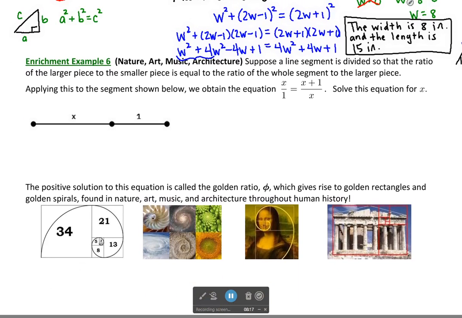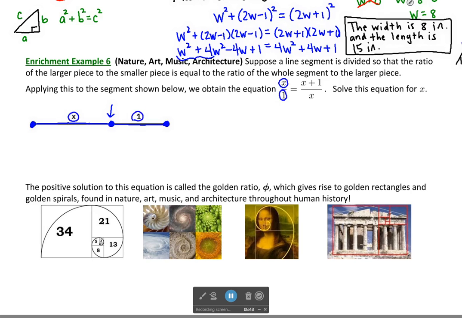We're going to start with a really simple situation. I'm going to take a line segment. You can see that constructed there on your notes, and divide it in such a way. So I've got my line segment here, and I'm going to find a point to divide it. We're going to divide it in such a way so that the ratio of the larger piece to the smaller piece, so the larger piece is x and the smaller piece is 1, we're going to form that ratio, larger piece to smaller piece.